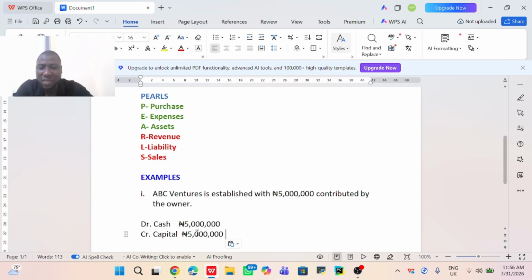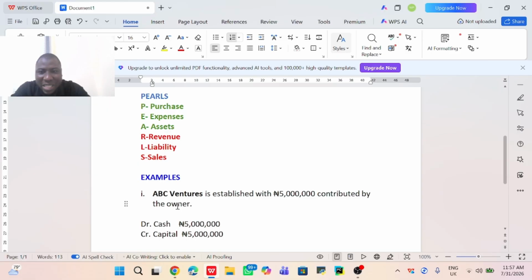Please, let's try to understand this very well. We have to know who is preparing the account. One of the things that you should know is who is preparing this account. ABC Venture is the one preparing the account, right? If the owner of the business is the one preparing the account, the accounting entry will be different from this, right? But this business is the one that's preparing the account. That makes it different. So ABC Ventures is established with 5 million naira contributed by the owner.